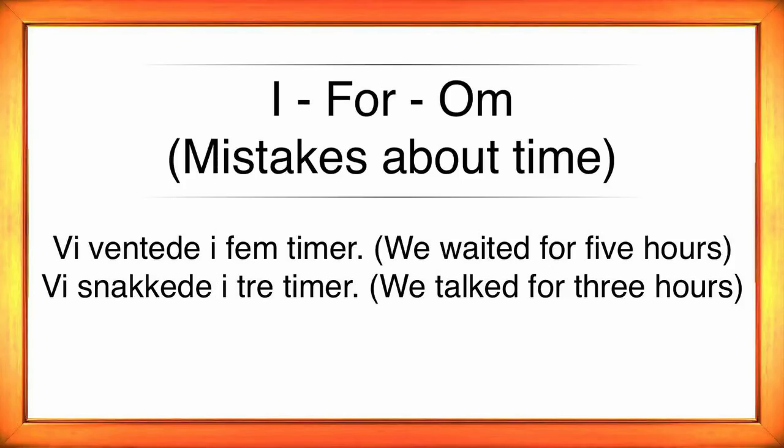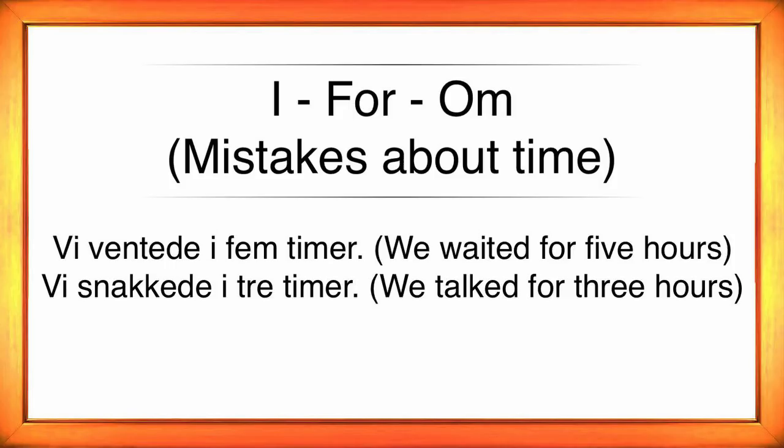Alright, the next one is I for mistakes about time, and I'll explain. So I is basically what we say when it's for the duration of some time. Ikke? Vi ventede i 5 timer. We waited for 5 hours. Or vi snakkede i 3 timer. We talked, or we were talking for 3 hours.